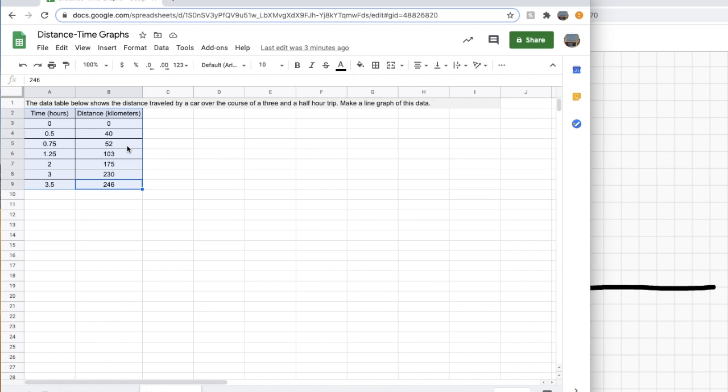Okay, so this data table, very, very similar, except this time it's the distance traveled by a car over the course of a 3.5-hour trip. So we're going to make a line graph of this data. So we have our time in hours and our distance in kilometers, because the car is going to move so much faster than the person walking. So it's good to use your appropriate unit so we don't have gigantic numbers here. So our time in hours, one complication here is that they're not regular intervals anymore, they're just random times that we look at.